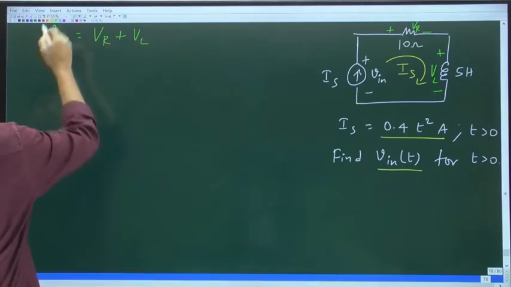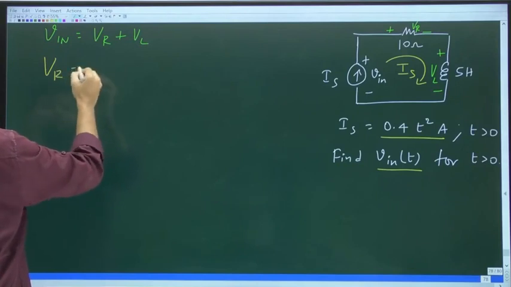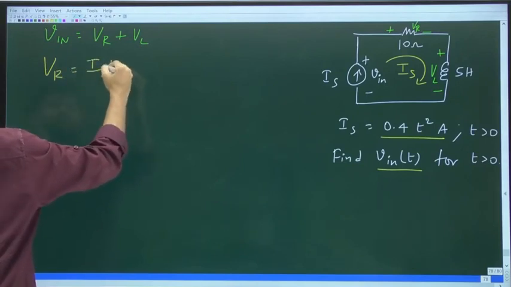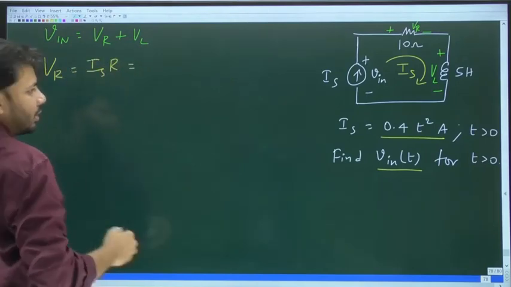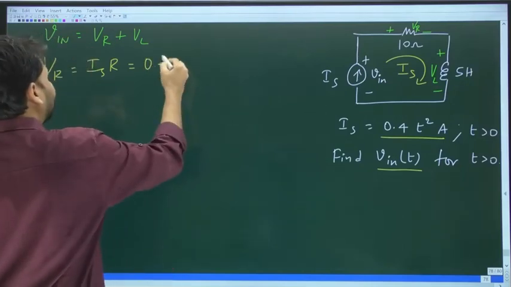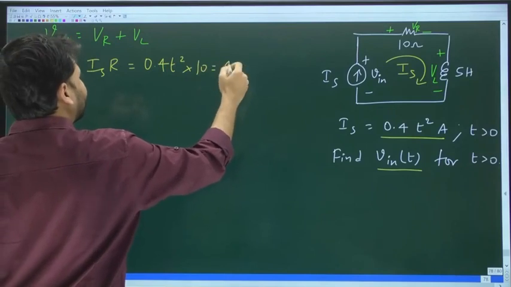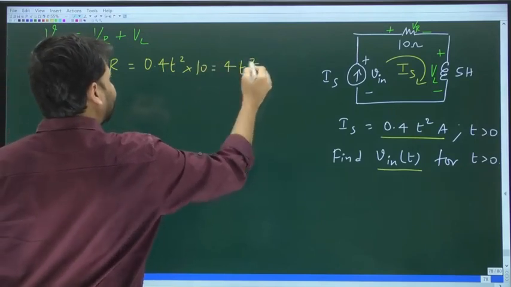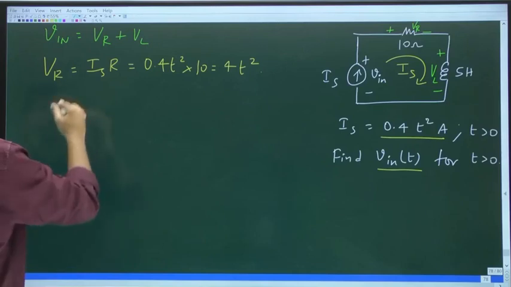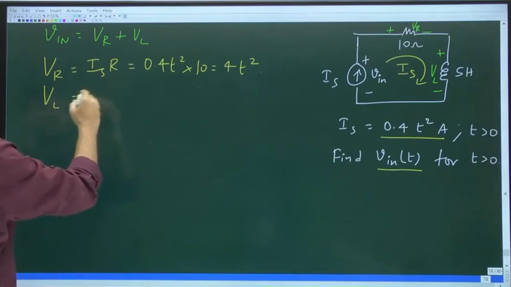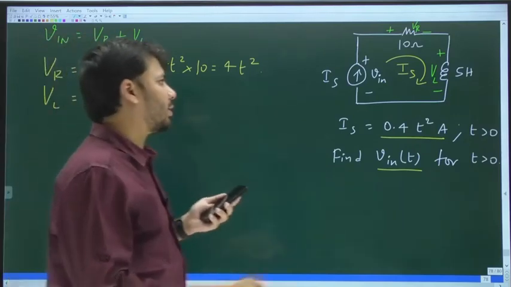So first, let us find VR. VR is equal to Is into R, and Is is 0.4 T square, and R is 10. 0.4 into 10 is 4 T square. So VR is 4 T square. And VL, see, even for the inductor, the current is the same Is.